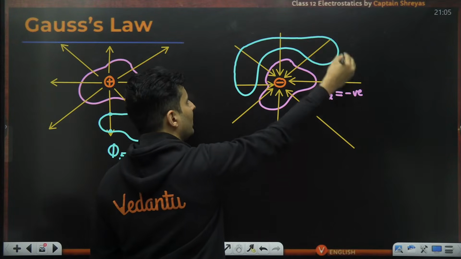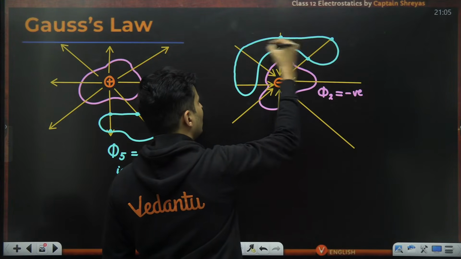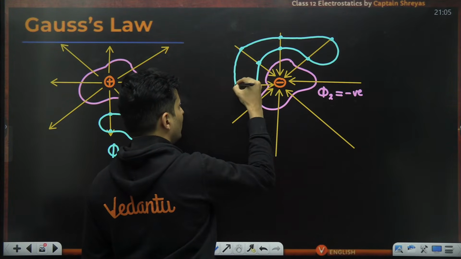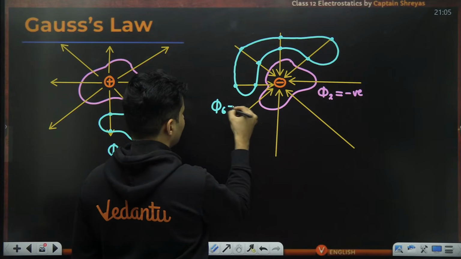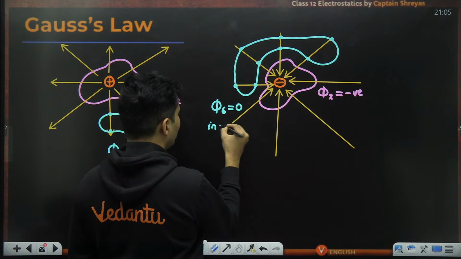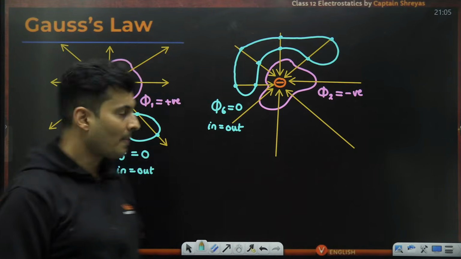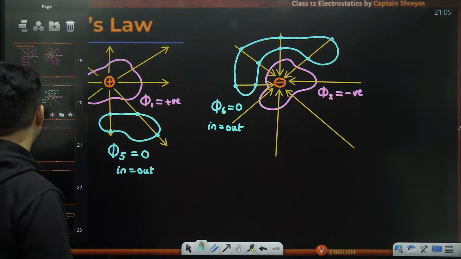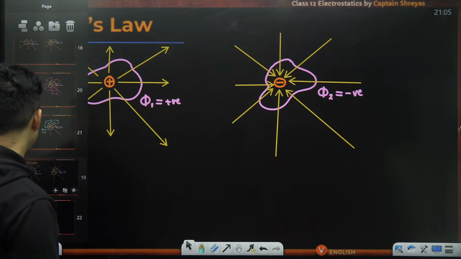The same logic I can use over here. Whatever goes in goes out. Whatever pierces in pierces out. Negative flux is positive flux. So the flux through this surface number 6 is 0 because whatever goes in is also going out. Oh, interesting. Very nice. One more thing, and this is the last thing over here.